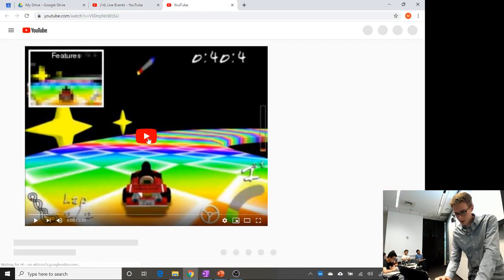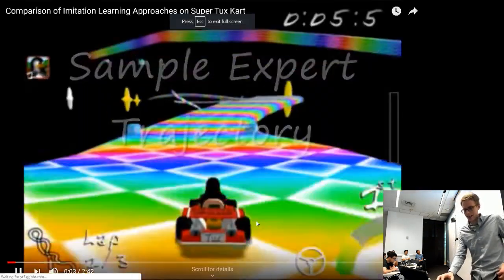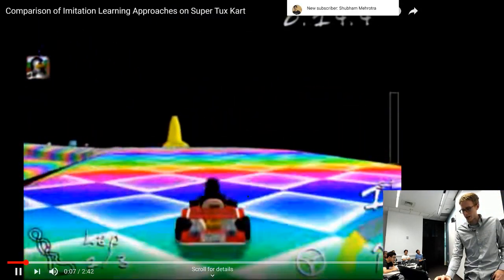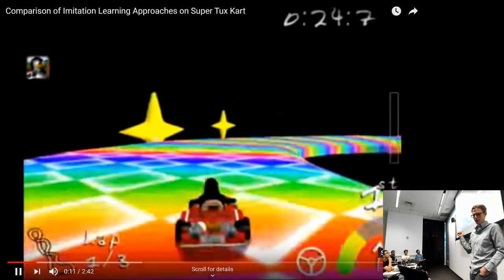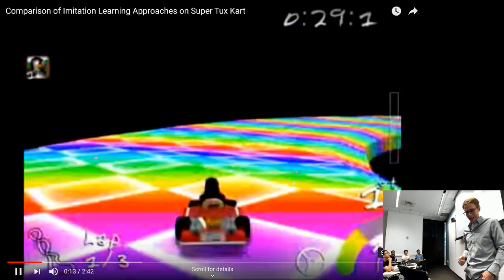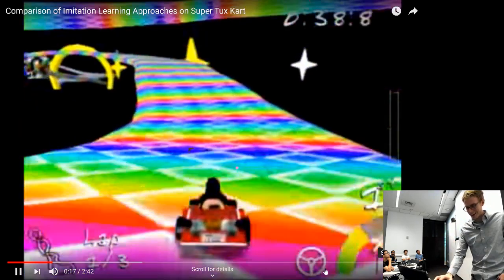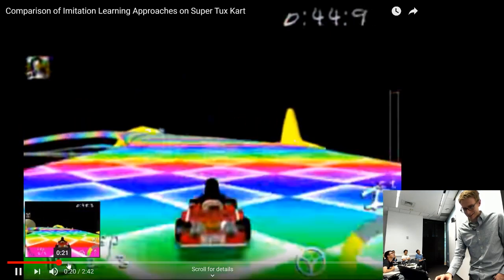Okay, so this is Mario Tuxkart, and this is at first going to be a sample from an actual expert trajectory. So this is someone who's really good at this game playing it, okay? And they're going to do really well. They're going to stay on the track. It's kind of uninteresting. Let's jump ahead.